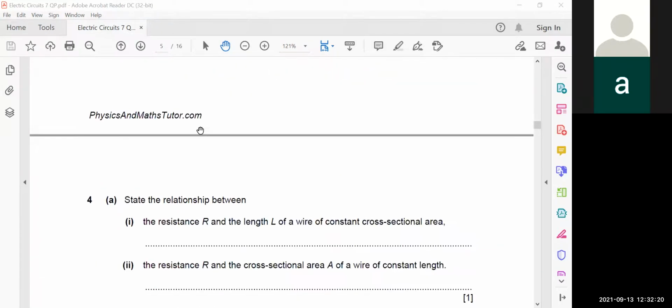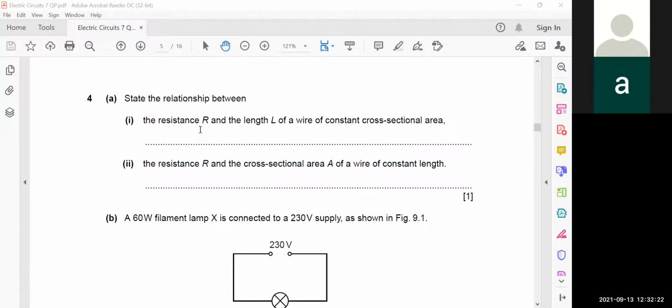Input output power we are not doing. Question number 4, children. State the relation between R and L. How they are related? May I know the relation? Are they directly proportional or inversely proportional?